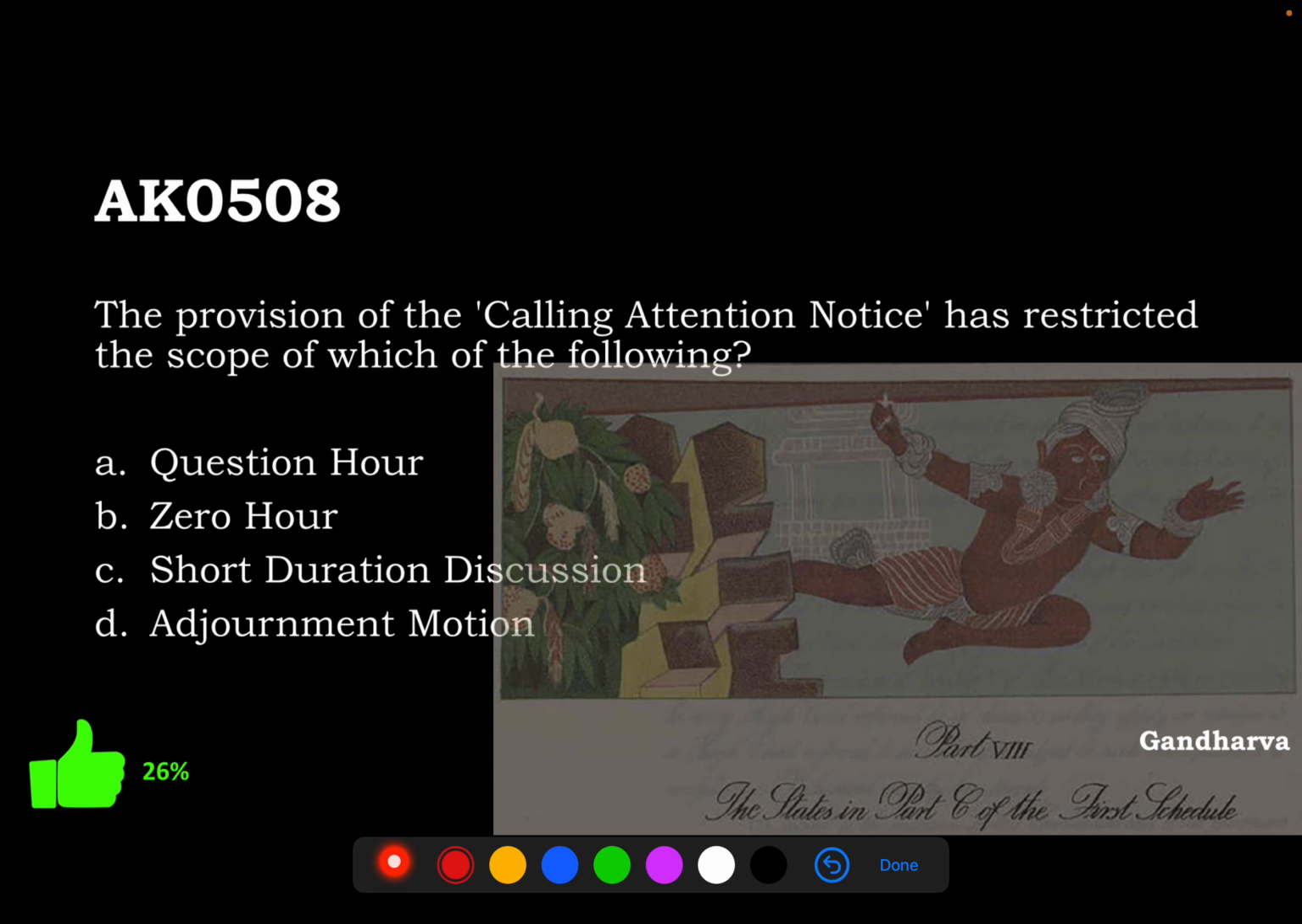Anyway, next question is regarding the calling attention notice or calling attention motion, that it has restricted the scope of which of the following: question hour, zero hour, short duration discussion, adjournment motion. Now, calling attention motion was introduced in 1954 in our parliament.